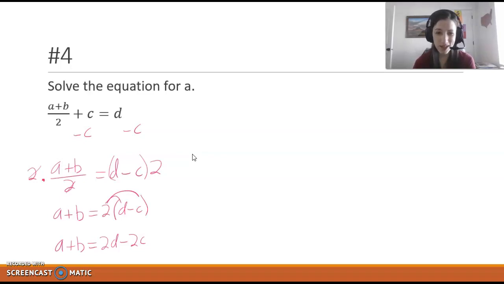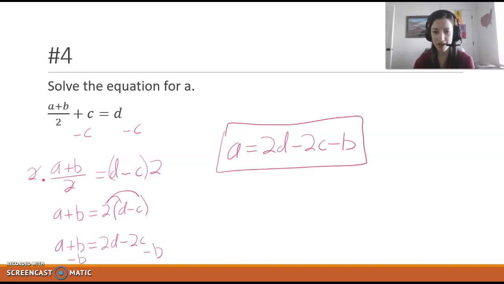All right, and I've got one more step because I'm trying to get A all by itself. I've still got this B here. So to get B to the other side, I'm actually going to subtract B on both sides. So I end up getting A equals 2D minus 2C minus B. So notice that I got A all by itself. So just work through your steps like you normally would when solving equations. The only difference is that you can't combine like terms because there aren't like terms.